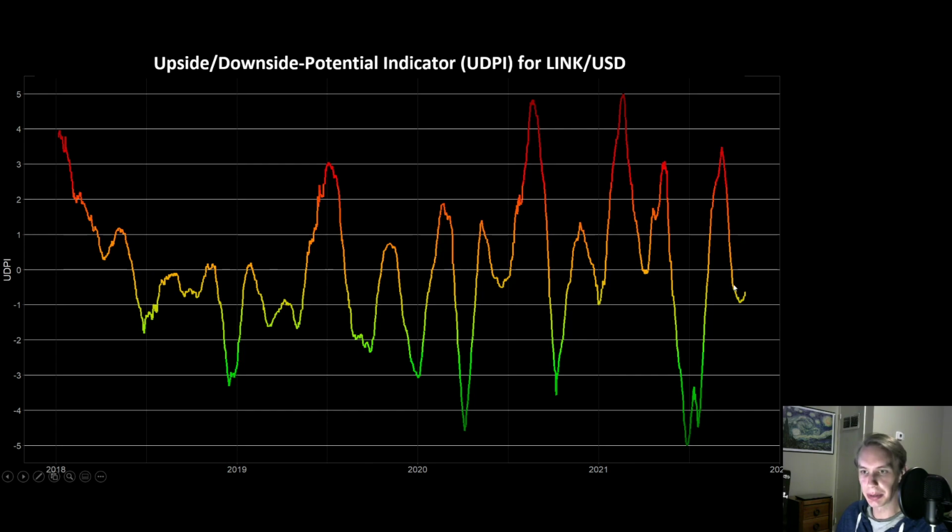And currently, the UDPI level is down here, a little bit above 1, in between 0 and 1. And so what that suggests currently is that the upside potential still is outweighing the downside potential of Link in this current moment. So we had this big run in these high risk levels, but now we're back to a place where the upside potential actually seems to be greater than the downside potential.